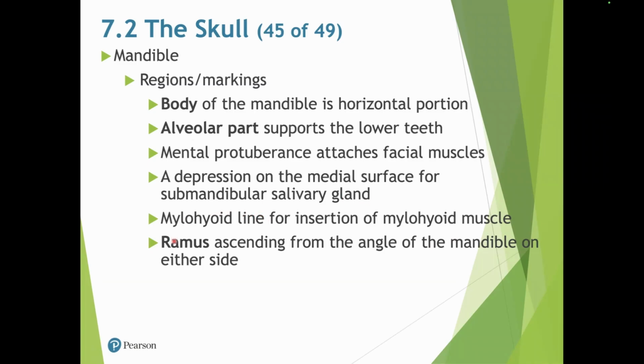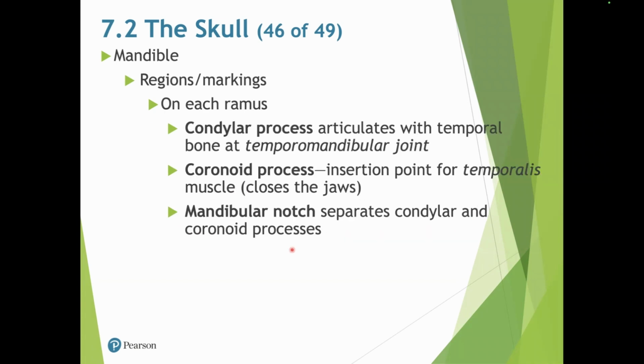Mylohyoid. And you have your ramus. Your ramus is going to be ascending from the angle of the mandible on both sides. On each ramus, you're going to find a condylar process, a coronoid process, and a mandibular notch. The condylar process is going to articulate with the temporal bone at the temporomandibular joint. The coronoid process is going to be an insertion point for the temporalis muscle, which helps to close the jaw. And the mandibular notch is going to separate the condylar and the coronoid process.